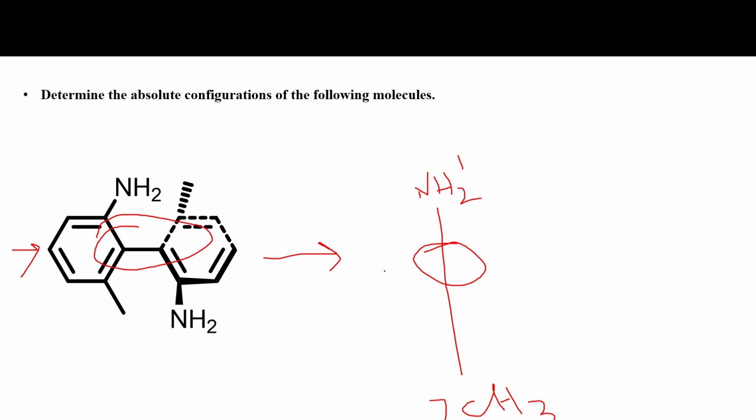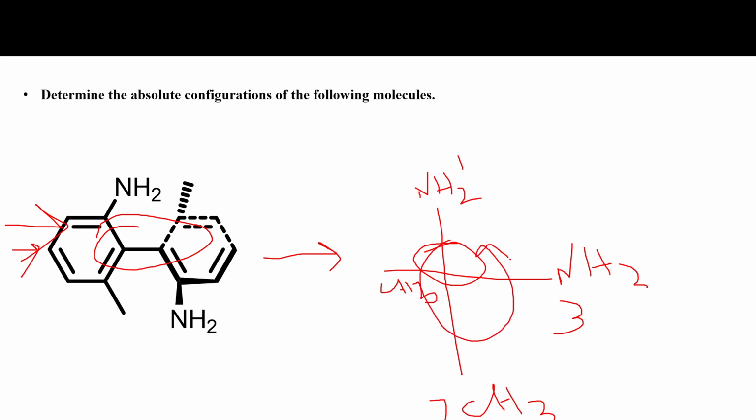Now what do you find out? Your methyl is on the left side. So you are seeing from this side. When you are seeing from this side, your methyl is on the left side and your amine is on the right side. This will be 1, 2, as we have already given. So this will be third, and this will be 4. Now 1, 2, 3 rotates anti-clockwise. So that will be S. It's too easy.